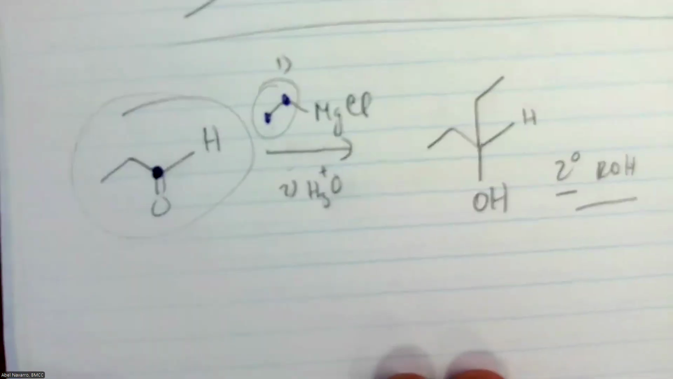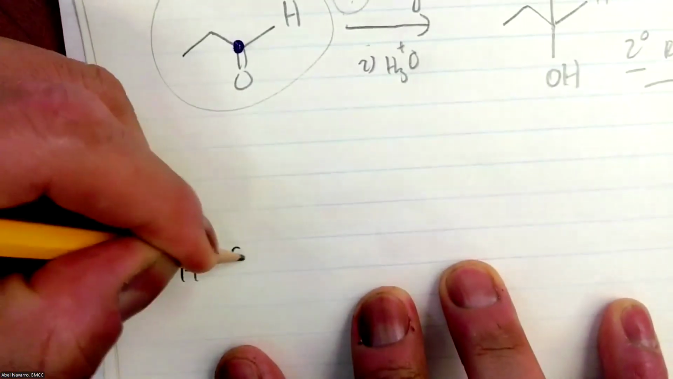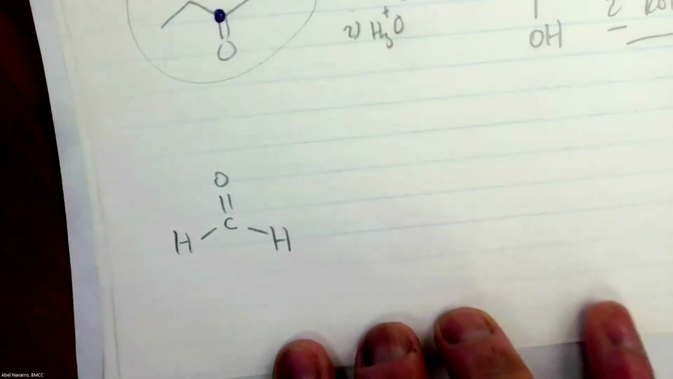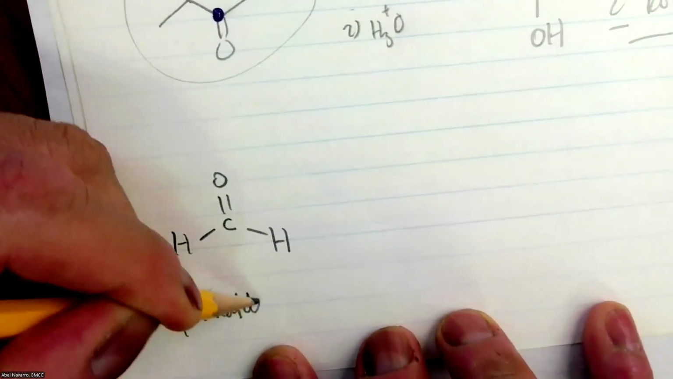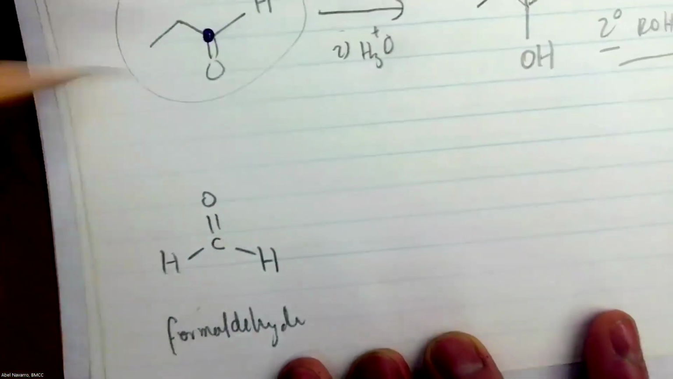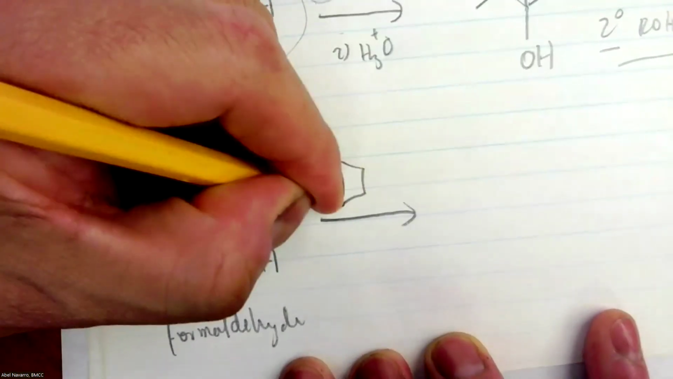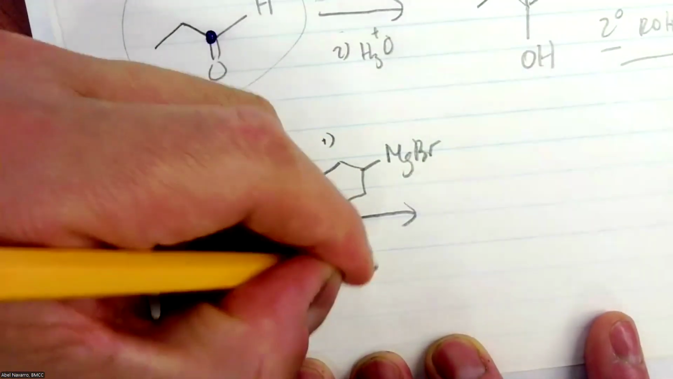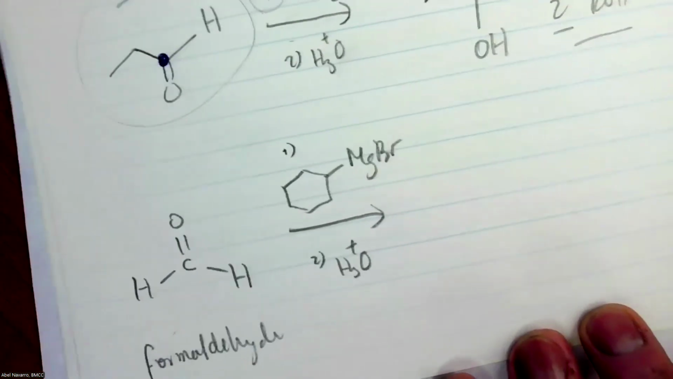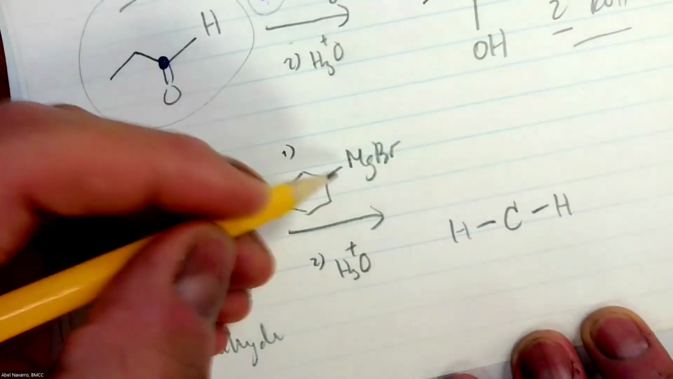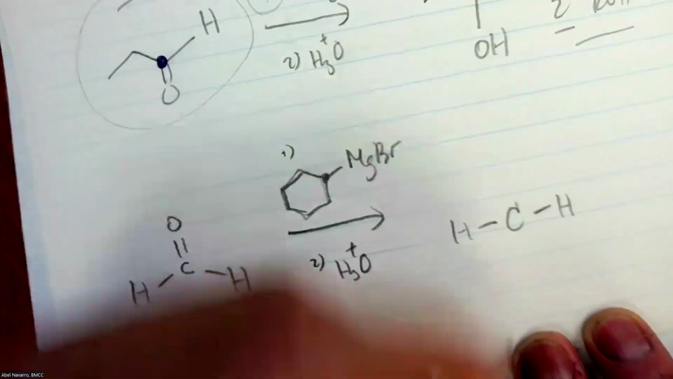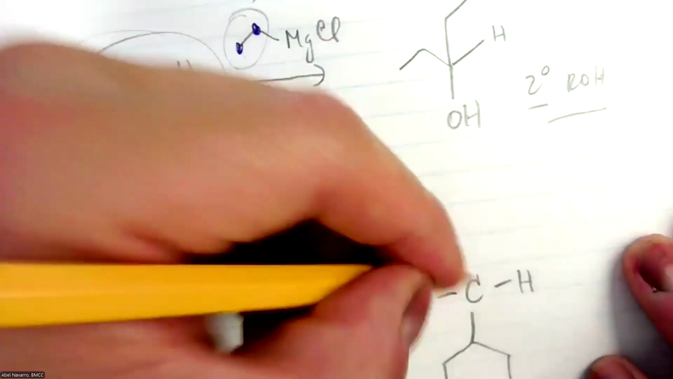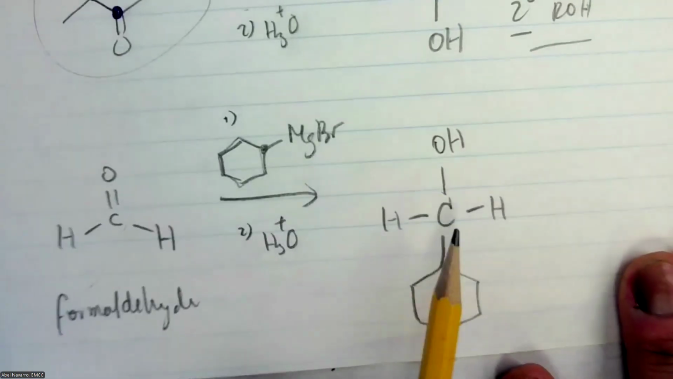How do I make primary alcohols? You have to use formaldehyde. Formaldehyde, if I use, let's say, cyclohexyl Grignard. Okay, cyclohexyl Grignard, whatever is next to the magnesium, the whole group will be added, right? And the other side has the C double O. The C double O gets converted into an OH. And this is a primary alcohol.